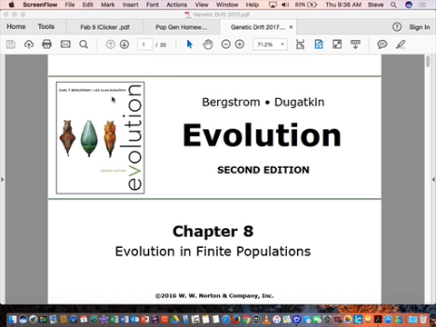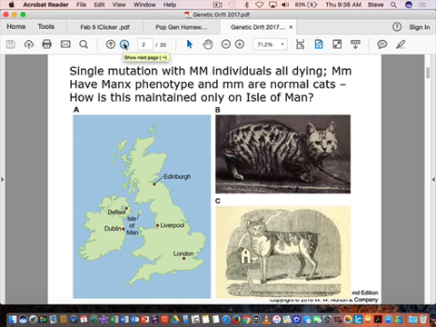I don't believe everything that's in a book. So this one I'm still puzzled about. Here's a cat. I love the one on the bottom. I think that's a caricature, trying to exaggerate the phenotype of this particular cat. There's this Manx cat that's found on the Isle of Man, which is an island between Ireland and Great Britain.